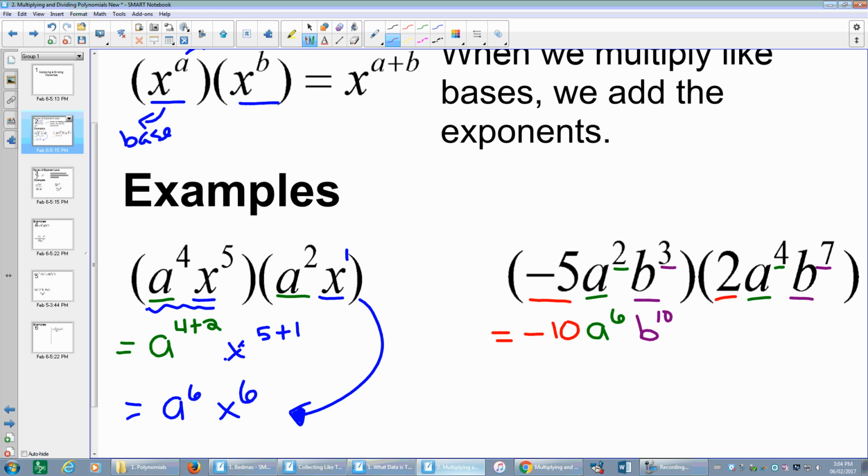So when I have coefficients, I just do the operation that it says to do. When I have like bases and we're multiplying, how do I know that we're multiplying? Again, brackets mean multiplication. I just add the exponents, and then we're done. That's how you would do that example.